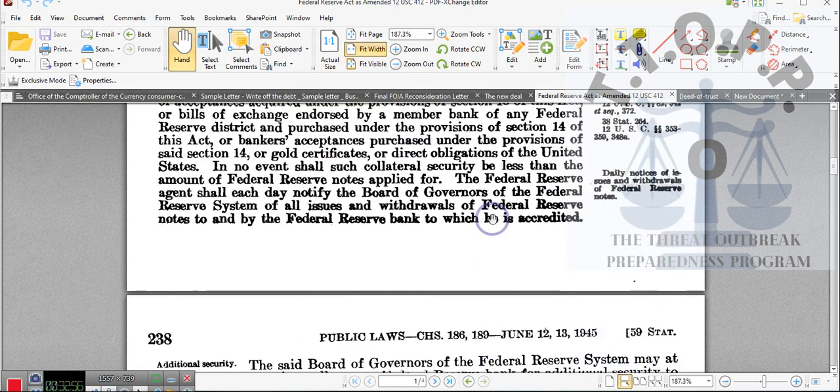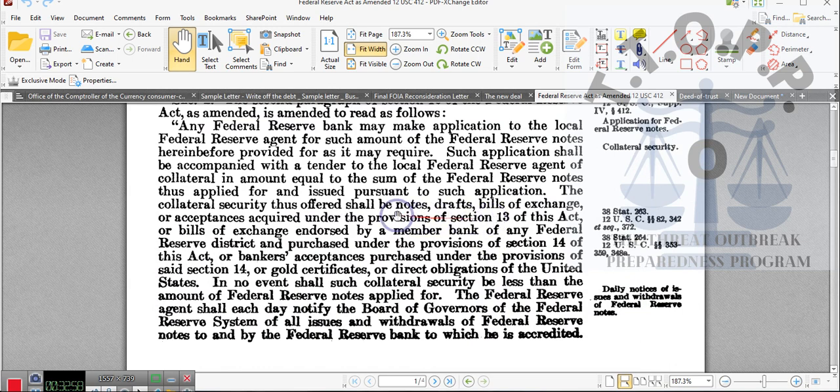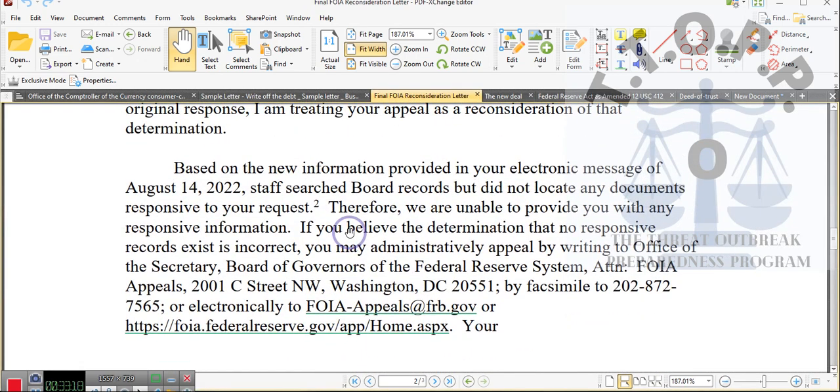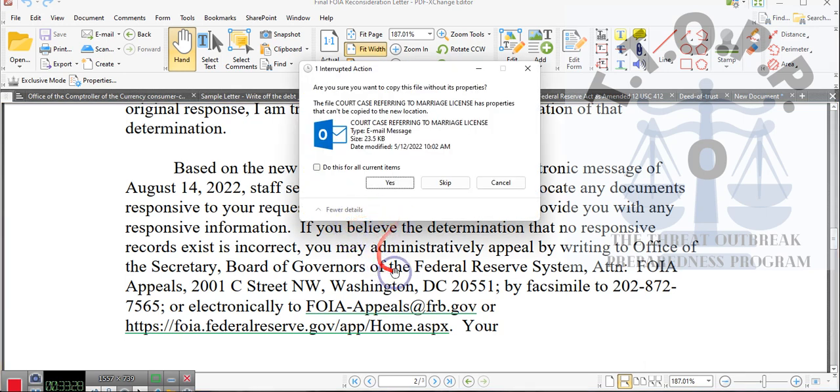So, since the Federal Reserve Act says that your notes, drafts, bills of exchange, and acceptances are to be deposited with the local Federal Reserve agent, and you deposit them with the local Federal Reserve agent, how can it be bogus? There are no regulations. She said there's no regulations, people. So how can they be bogus? Well, show me the proper way. Since you're saying it's bogus, that means there has to be a proper way.